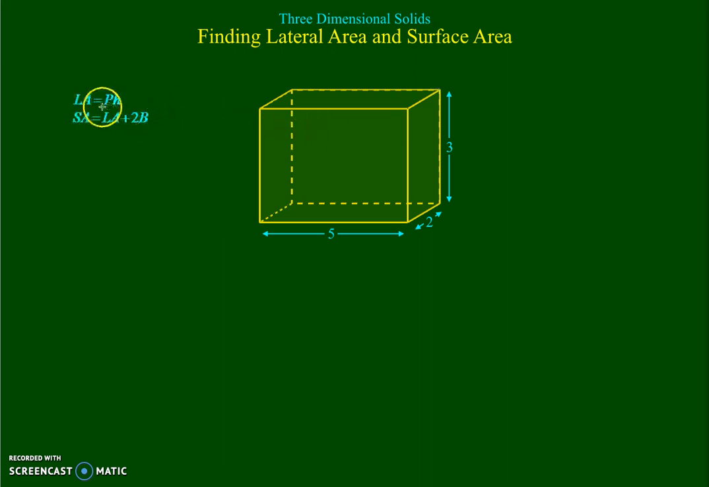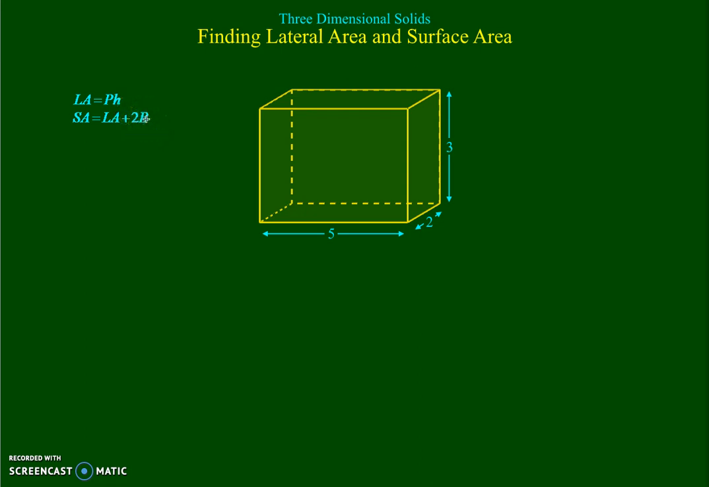Here's your formula. Lateral area is perimeter, the big P is perimeter, times height. And then the surface area would be that lateral area plus 2 times area of the base. This big B is going to be a common thing that we're going to use. Big B is always going to be area of the base, as opposed to a small b, which would be the length of a base. So this big B is area of the base.